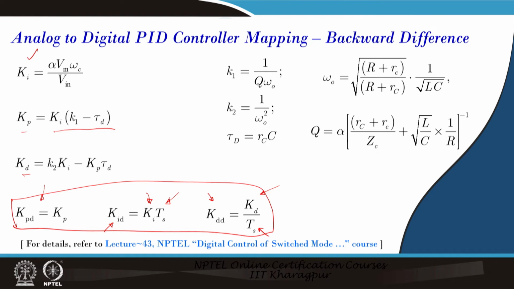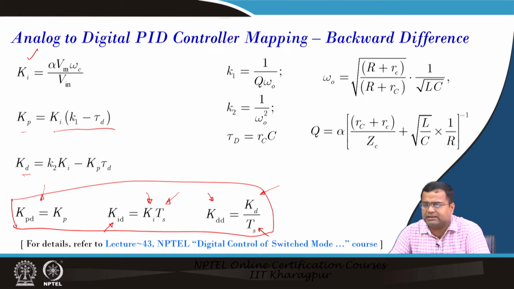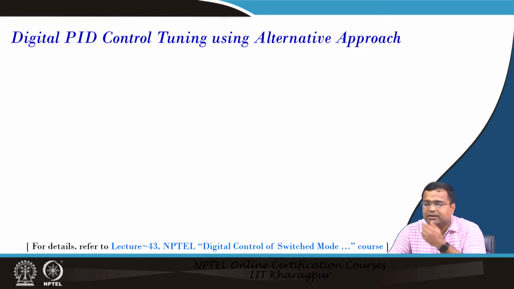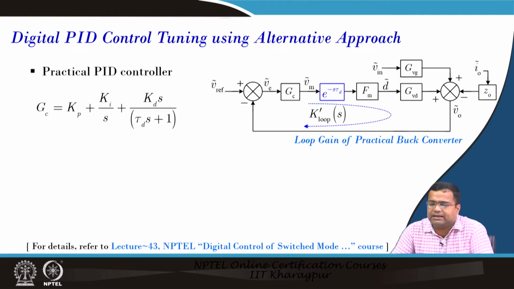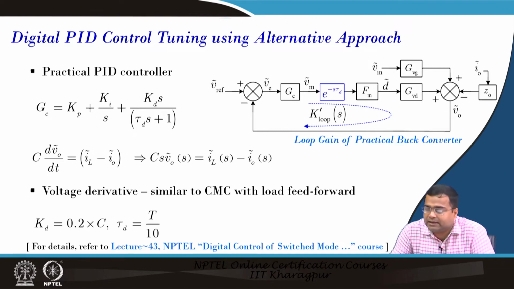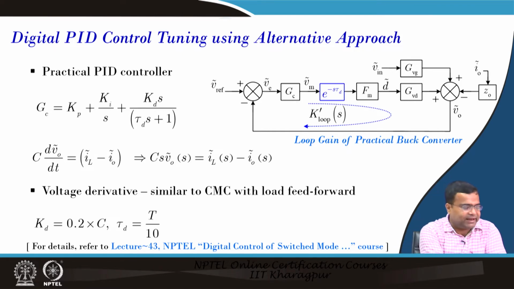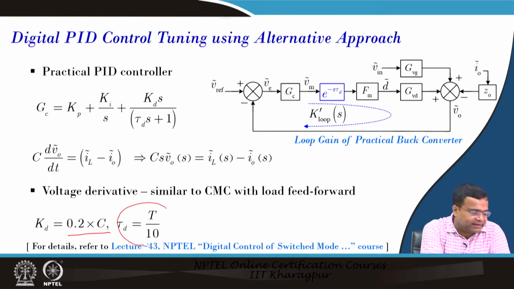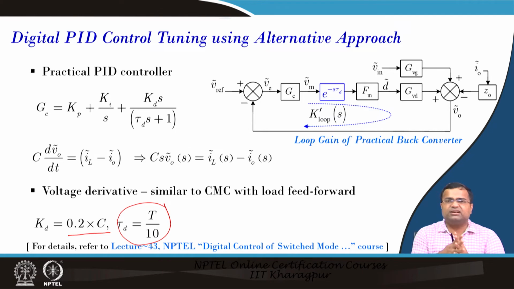Then we want to discuss the alternative method, and this method is discussed in lecture 43. In the alternative approach, it is the same PID controller, but right now we do not want any pole zero cancellation. So, we will take Kd, that is the derivative gain, to be 0.2 times C, and tau d is T by 10, which earlier we had taken to cancel the ESR zero. Here we are not doing that, we are just taking the derivative gain 0.2 times the capacitor value, that is the output capacitor, and tau d.